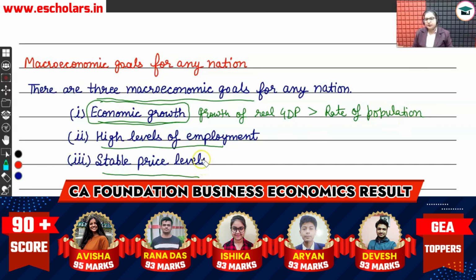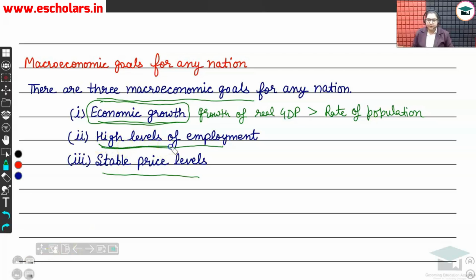Basically, whenever there is growth in the economy, that is, whenever there is economic growth, the people enjoy a higher standard of living. Also, the country wants to attain high levels of employment so that more output and more income can be generated for the people living in the economy.